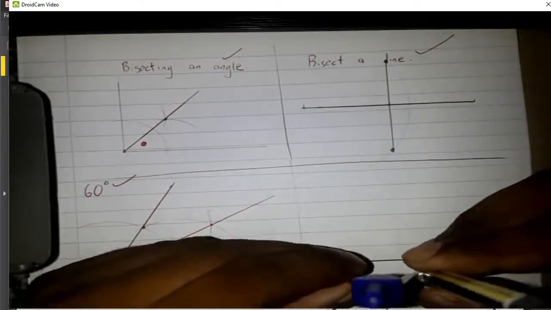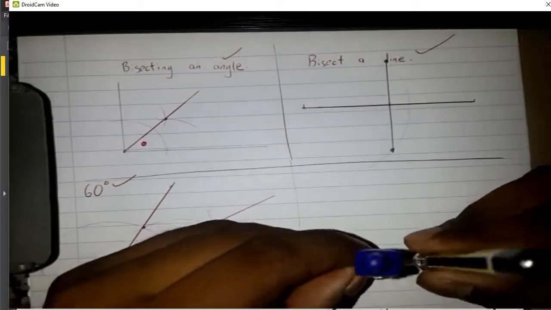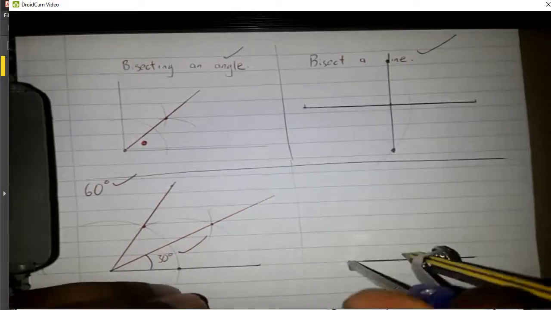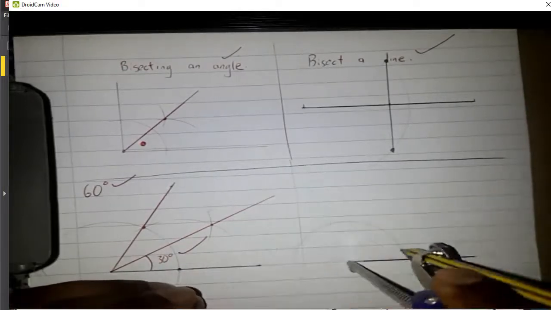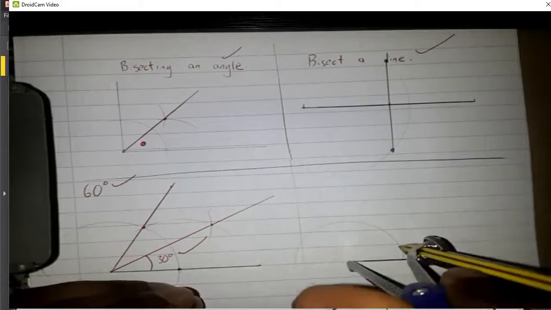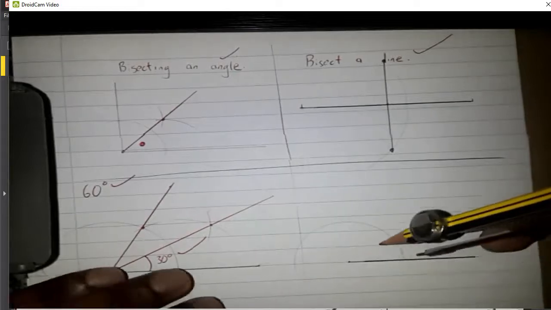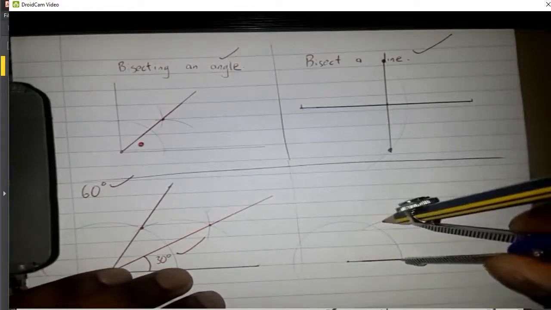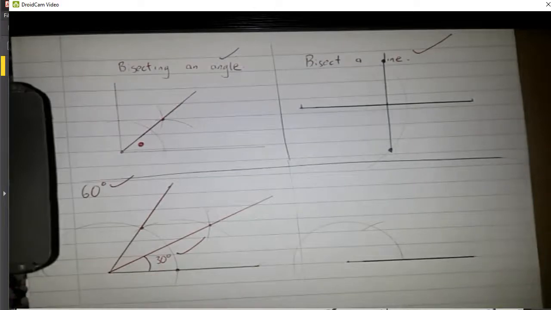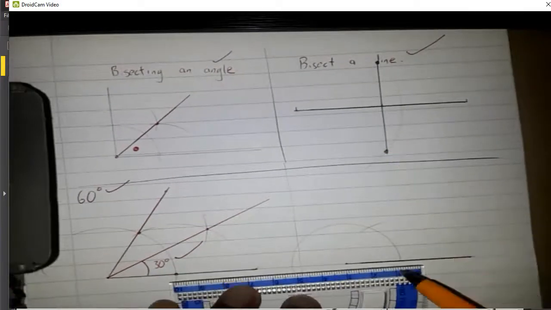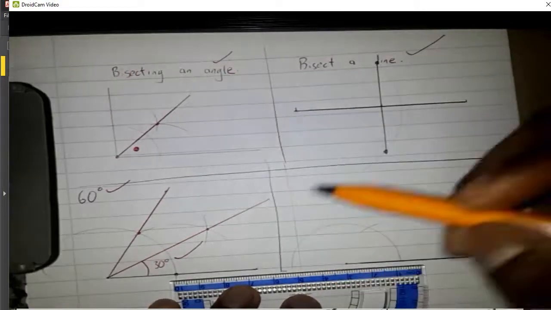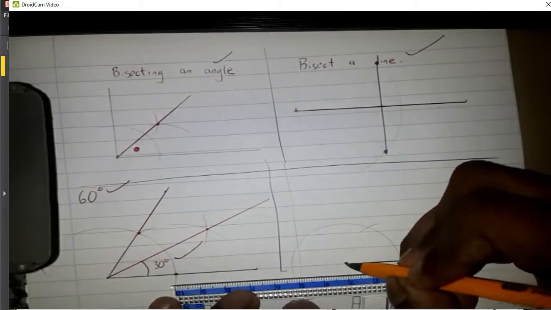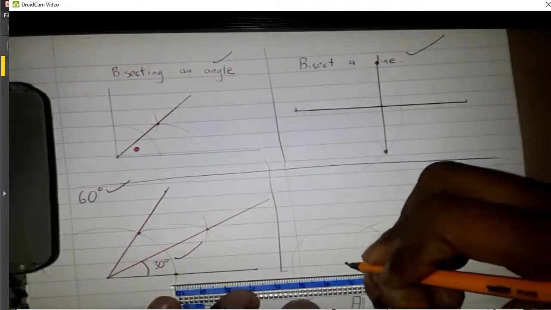Here, suitable radius. Once again, suitable radius, half a circle, right? From here where it intersected, draw an arc. Then I'm not sure if you can see it, but this is what I want you to look at. See this line here. This is the line that we start off with, right?